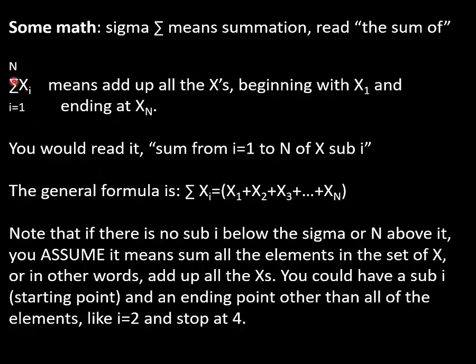Now, sometimes you will see just the sigma and the X sub I. You will not see the I equals 1 or the N. And that's just telling you when you don't see anything above or below, assume that you're going to add all of them up. Just assume that it means add everything in the set. All right?